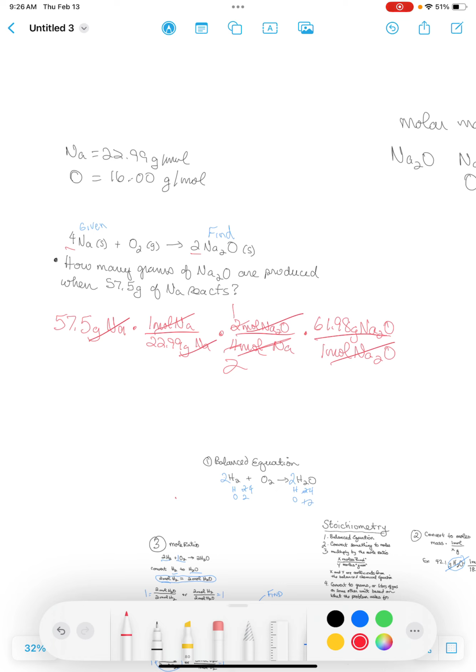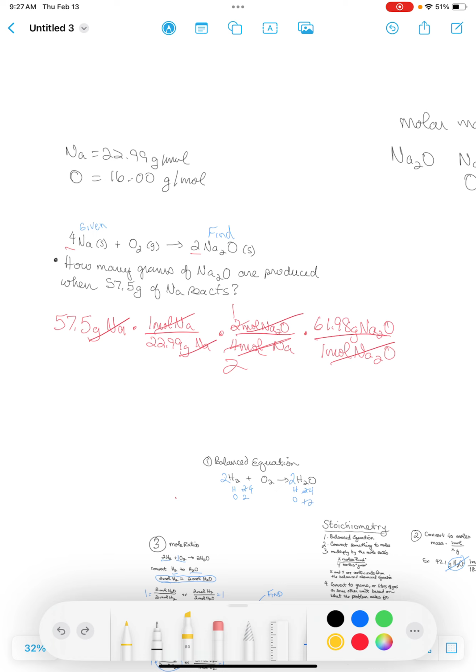57.5 divided by 22.99 divided by 2 times 61.98. Remember, if it's on top, you hit the multiply button on your calculator. If it's on the bottom, you hit divide. Even though it looks like 22.99 times 2, we're dividing by 22.99 and dividing by 2 because they're in the denominator. That's the way the math works. Sorry if you don't like that.